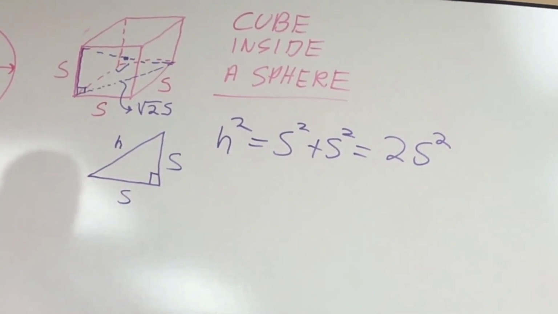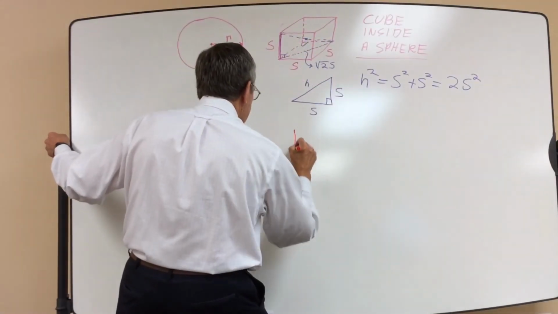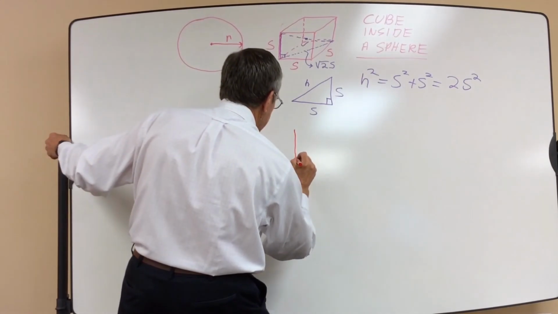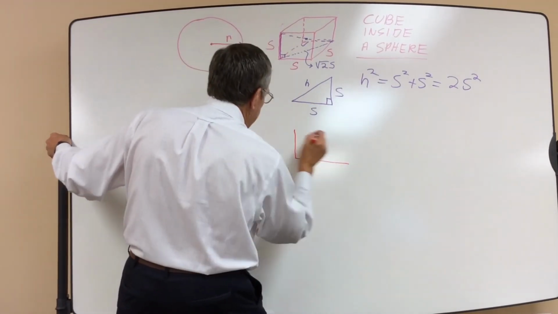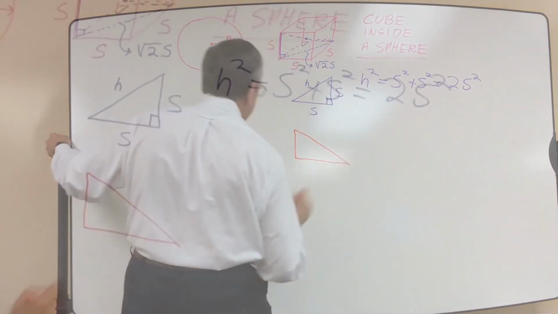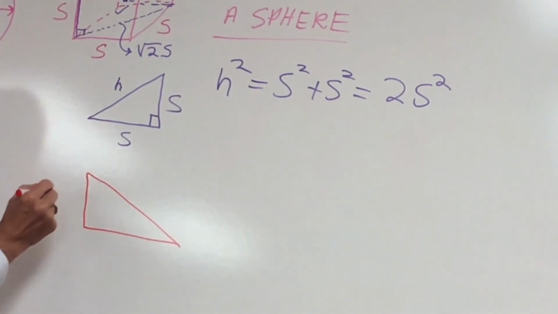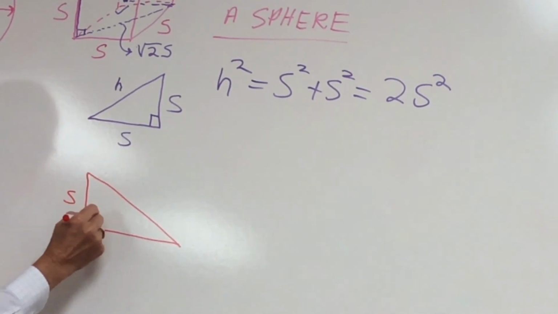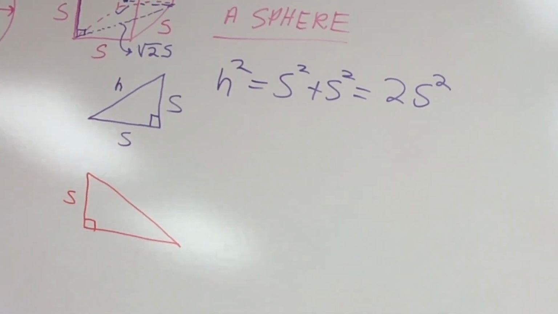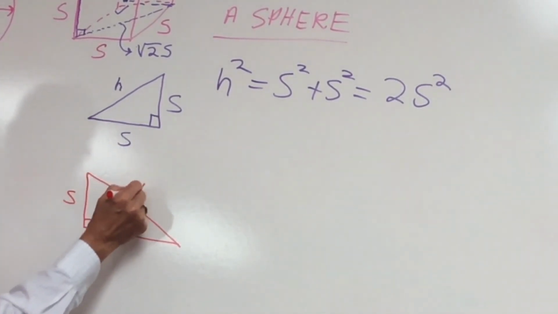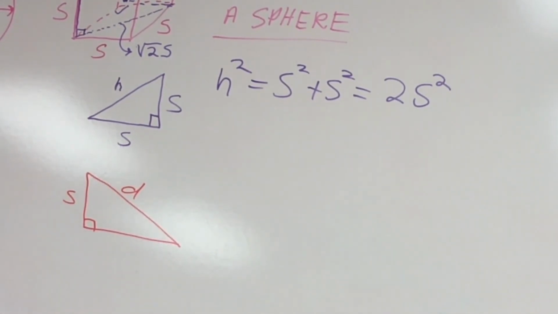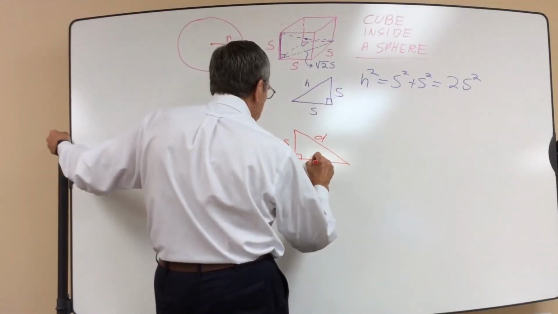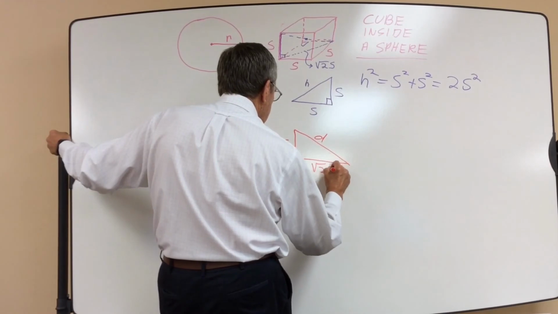So let's go ahead and draw that in red. Separate the two. So down like this, over like this, and then down like that. Okay. So we know this is S. That's this side right up here. We know this is a right angle. We are trying to find this, which I'll call D for diameter. And we know this side is the square root of 2s.